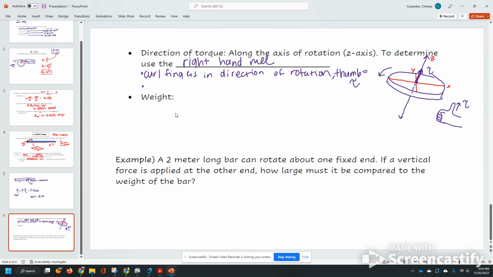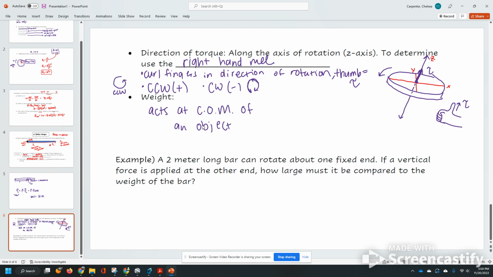And that just gives us a set of conventions to use. Typically, we're going to say counterclockwise is positive. So counterclockwise is opposite of a clock. And then clockwise is going to be negative, this direction. Cool. And then the last big idea, weight. We're going to always assume that weight acts at the center of mass of an object. Because a lot of times weight is going to apply a torque, we're just always going to draw it right in the middle of the object.